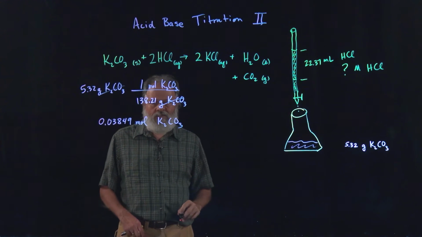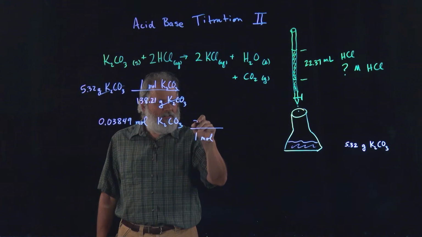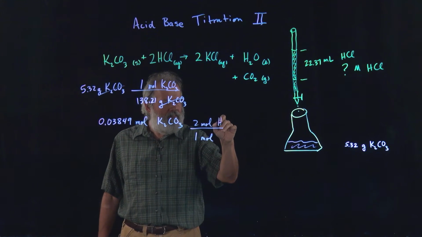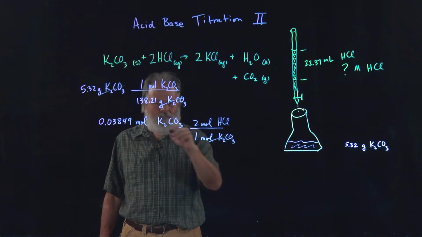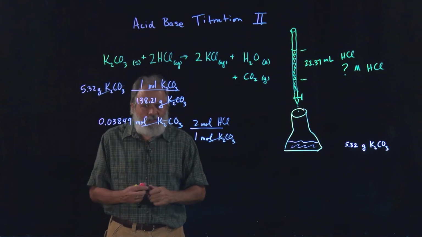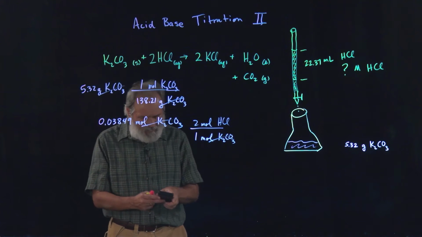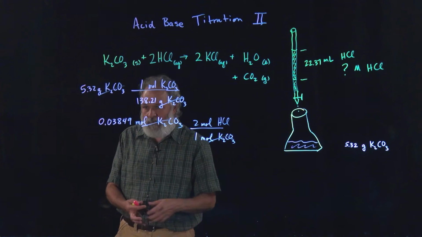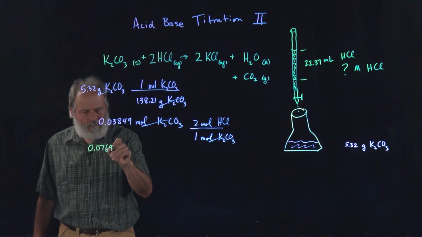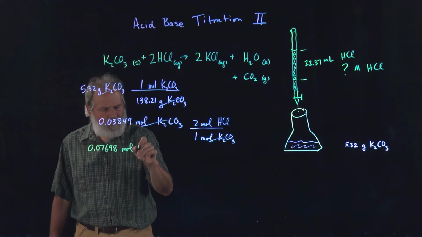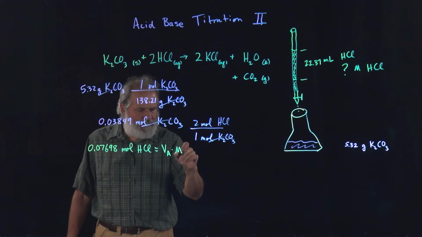All right. So we could do a conversion factor. Let's go ahead and do that. 1 mole of that corresponds to 2 moles of HCl. And we're going to get 0.07698. And that's going to be equal to V of the acid times the M of the acid.